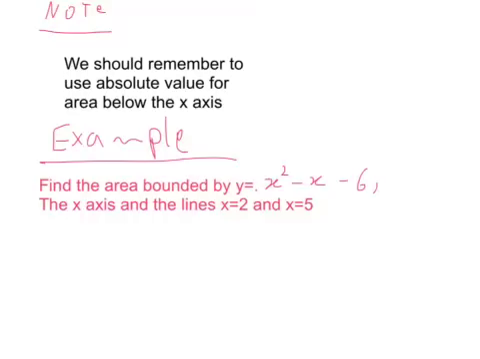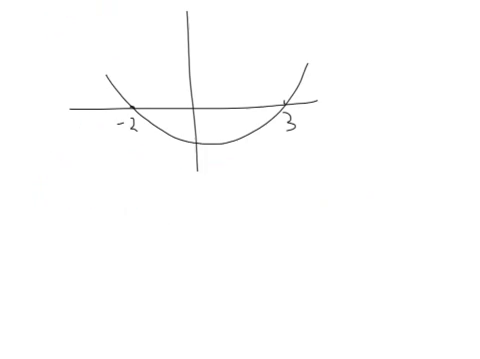This is another example of finding a shaded area. We have to make a note, as we said in previous lessons, that if the shaded area is below the x-axis, we should be putting absolute value. Otherwise, we'll get a negative area, which is not logical. So the first step is to draw the curve and the whole graph before we do anything. That's our first point. Again, the first thing is to draw it.